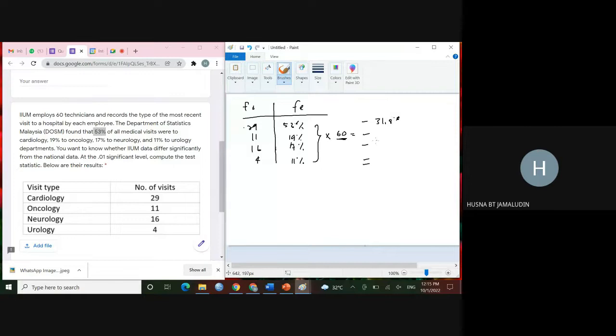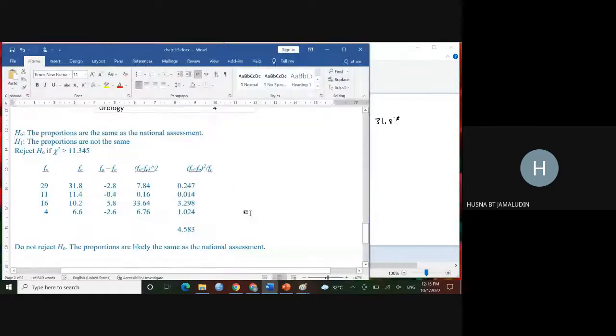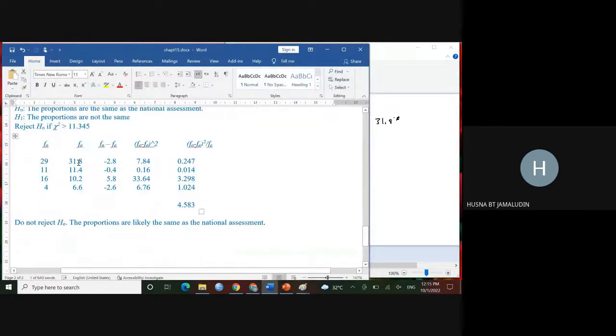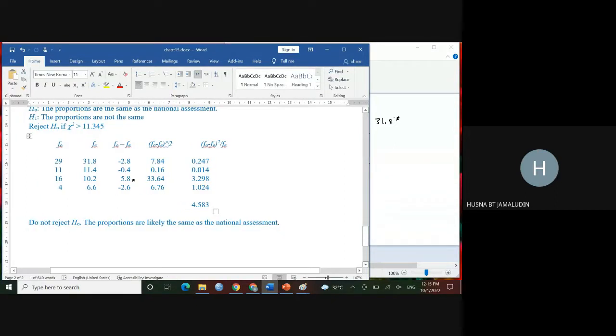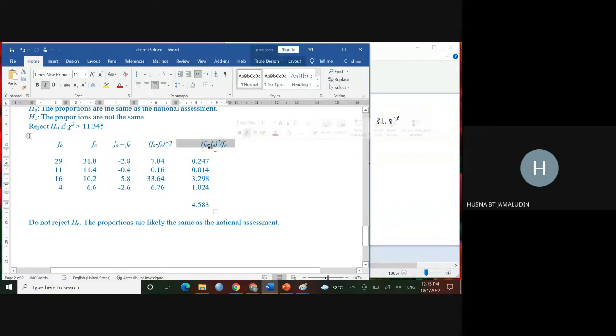So do it for all. If you have computed it, you should get the second value 11.4, 10.2, and 6.6. If you want to use this kind of format by putting them into a table, which you shouldn't, you can simply apply observed frequency minus expected frequency, square it in your calculator, and then divide by expected. So you will get the answer straight away, instead of computing it one by one, which will take you some time.